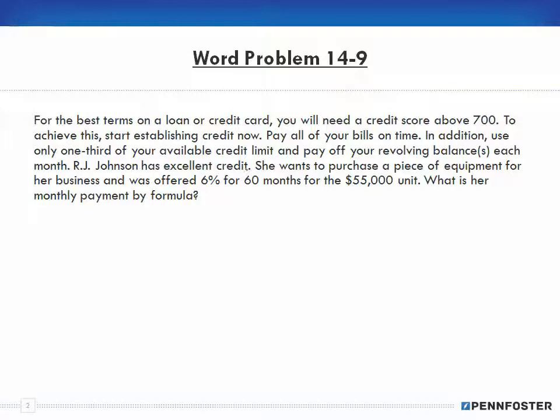RJ Johnson has excellent credit. She wants to purchase a piece of equipment for her business, was offered a 6%, 60 months for the $55,000 unit. So it's asking us, what is her monthly payment by formula?